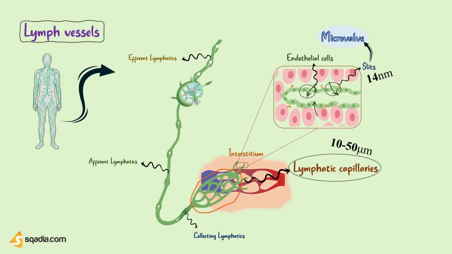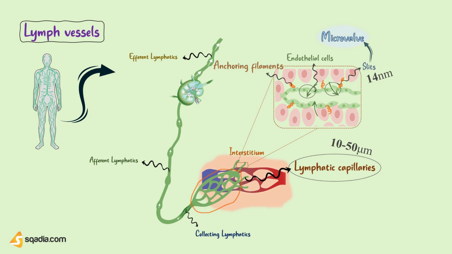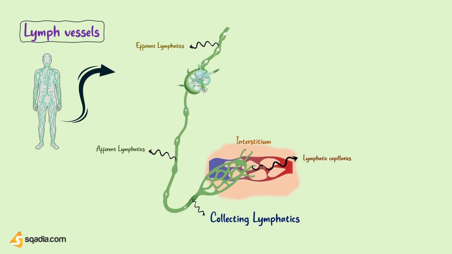The endothelial cell lining is tethered to the surrounding connective tissues by radiating microfibrils, called the anchoring microfilaments, composed of the protein fibrillin. When there is excessive filtered fluid in the interstitial space, or in edematous tissue, the tension in the anchoring filaments helps to dilate the initial lymphatics. The initial lymphatics then drain into collecting vessels.